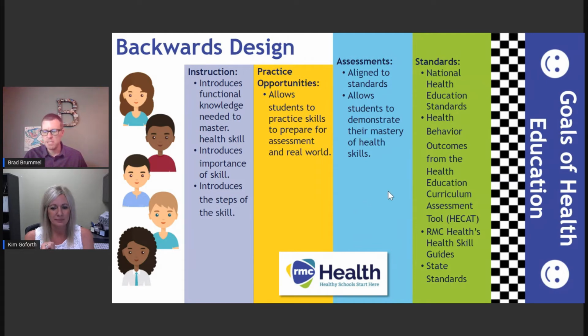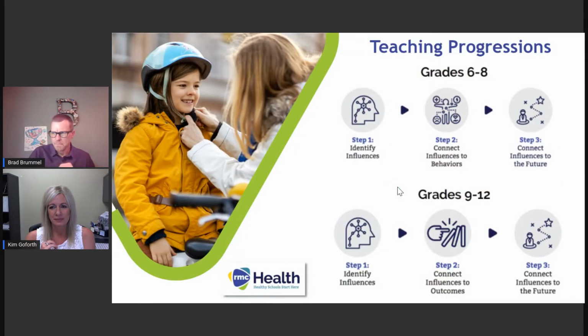And so we're going to jump into that by showing you these teaching progressions created by RMC Health. And one of my favorite parts of the RMC Health resources are they break each skill down into steps and they differentiate it for each grade level span. We've provided the secondary examples in the K through 2 and the 3 through 5 steps would look even different than these two. But you can see that at the 6 through 8 level, step 1 is to identify the influence. Then it's to connect that influence to the behaviors, whether it's healthy or unhealthy. And then step 3 to connect to influences to the future.